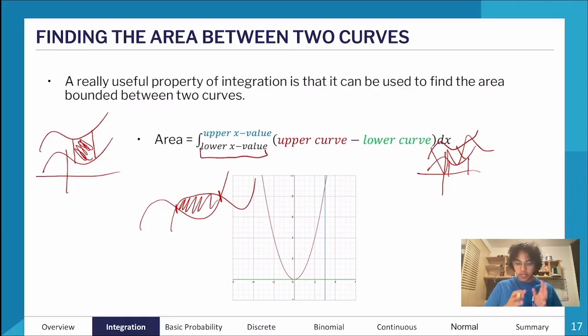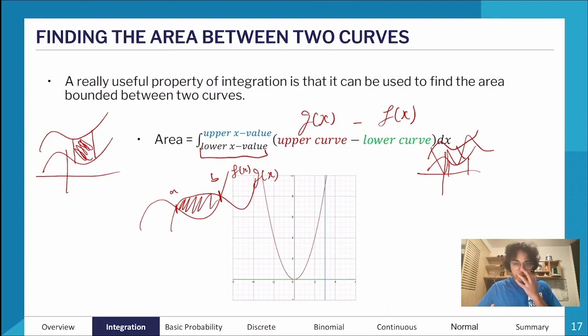Okay, so you want to work out what those lower and upper x values are, and then you want to determine in that region which function is the upper function and which one is the lower function. So in this case, I'm going to call this line g of x, and I'm going to call this line f of x. So we can see that in the region from a to b, g of x is above f of x, right?